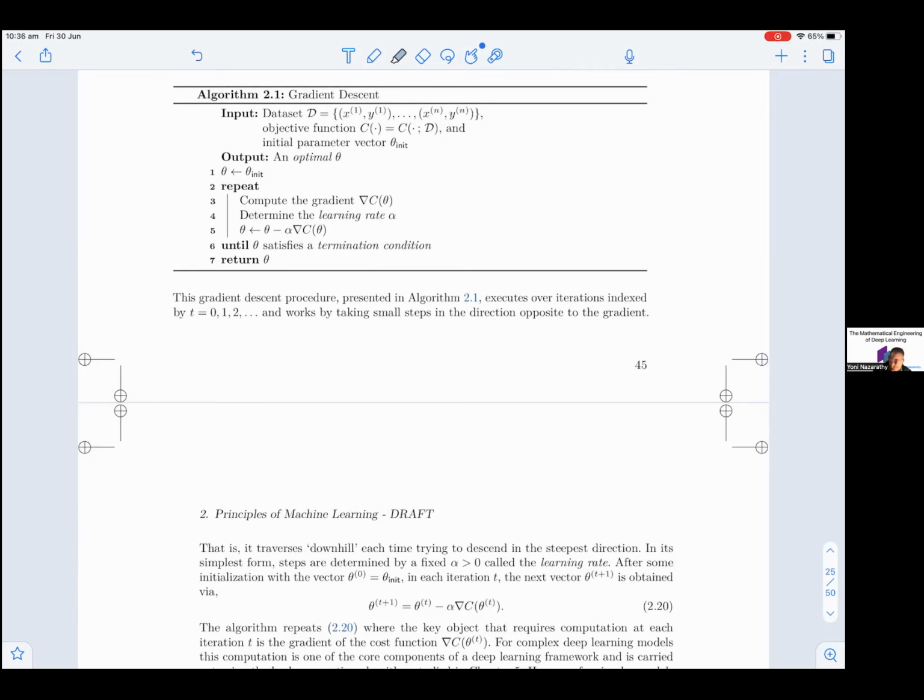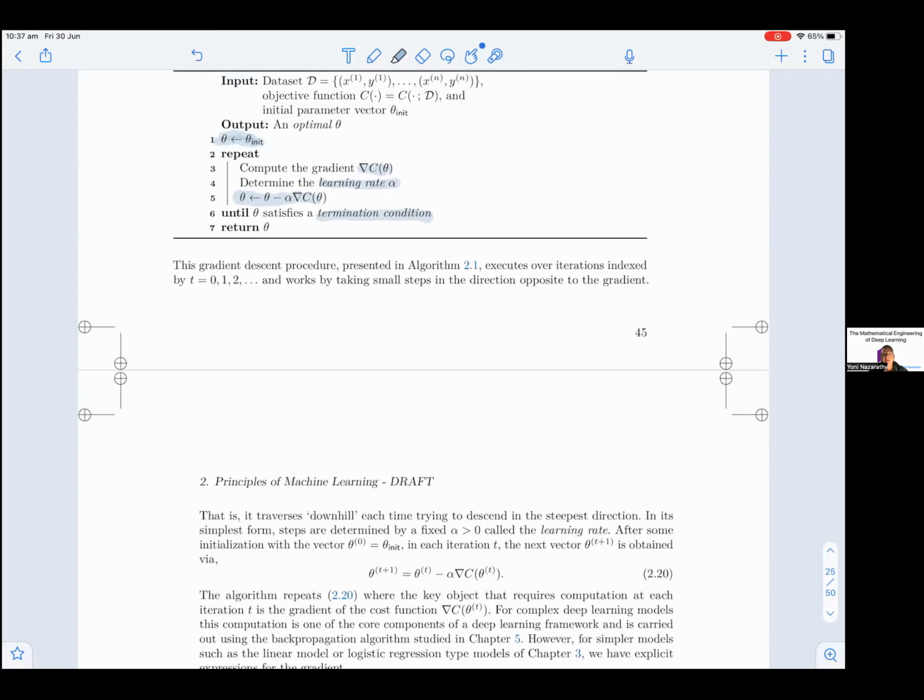We start in step 1 with theta getting the initial parameter. And then we repeat steps 2 to 6, where at each time in step 3 we compute the gradient of the objective function with respect to theta. We determine the learning rate alpha if we need to determine such a learning rate alpha. And most importantly is step 5, where we update theta to be theta minus the learning rate multiplied by the gradient. And we do this until theta satisfies some termination condition. It's both theta and C of theta that satisfy the termination condition, and we return theta.